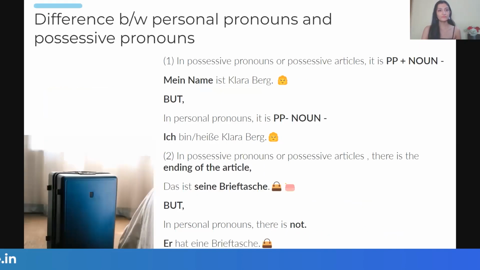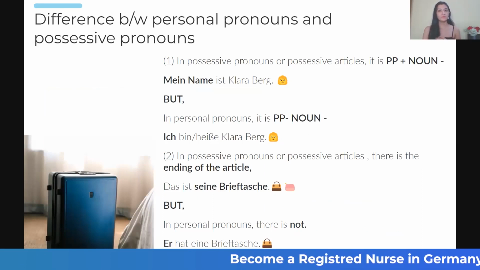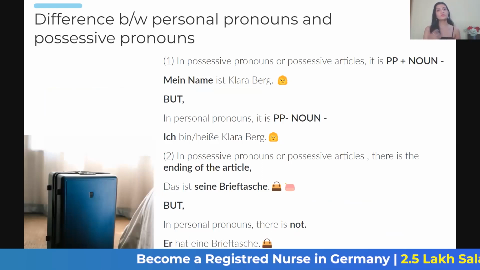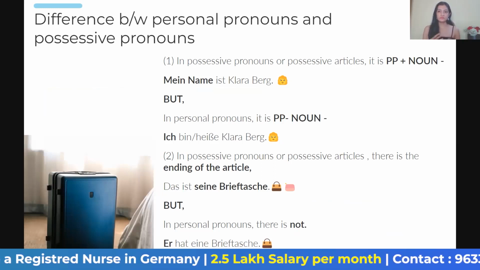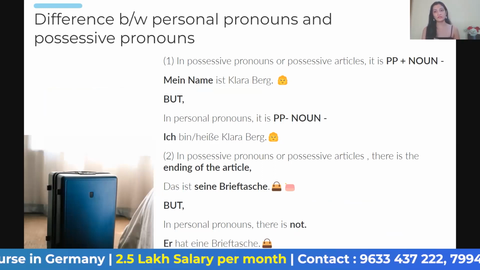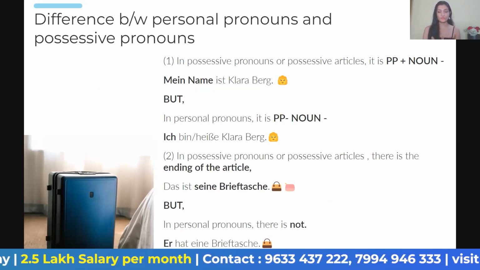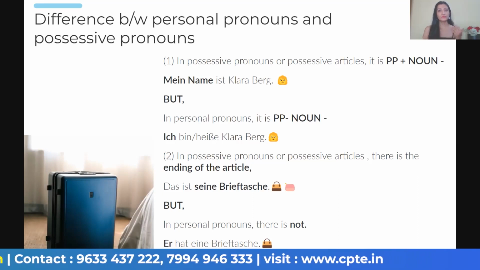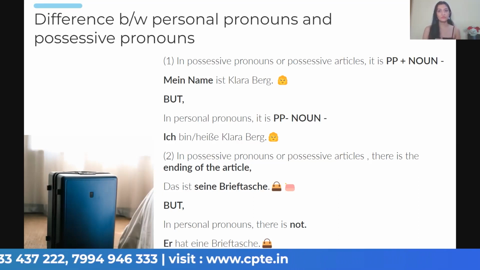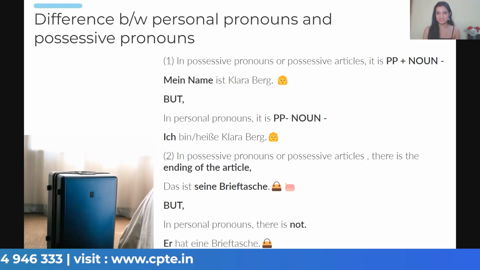Going forward, we have already done the difference between personal pronouns and possessive pronouns as well. As I already told you, we are still clear on what personal pronouns are and what possessive pronouns are. However, while applying them, we tend to get confused. That's the reason I have provided you some hints, so that while applying it practically, you won't make any mistakes, which you might do unintentionally.